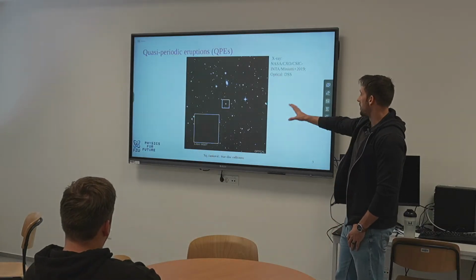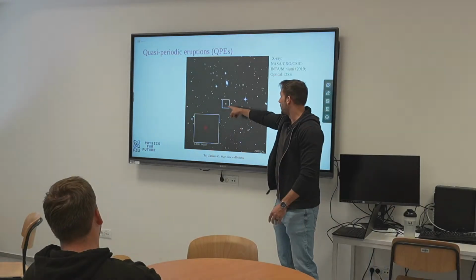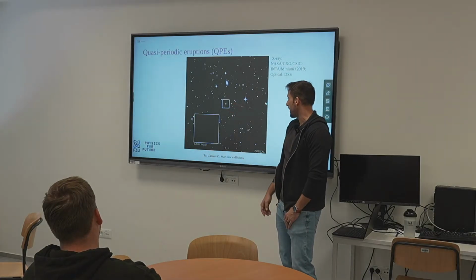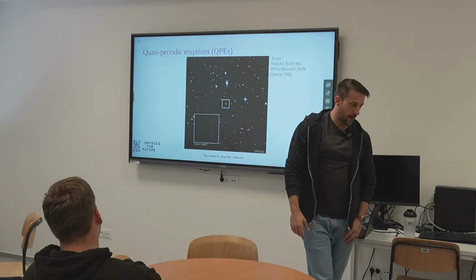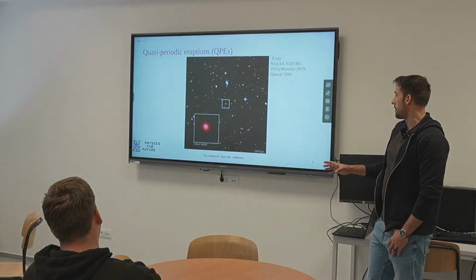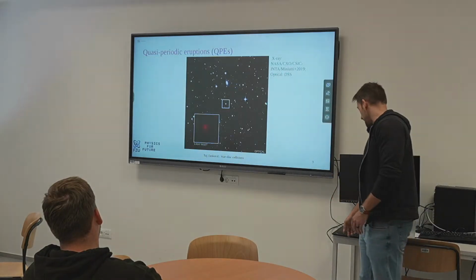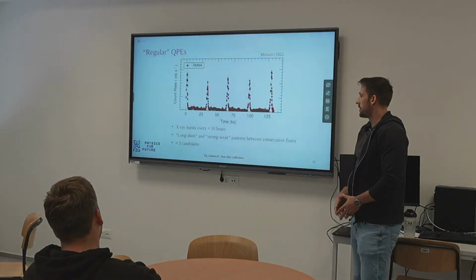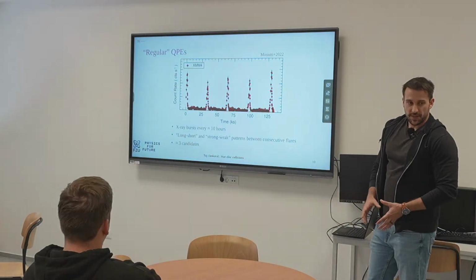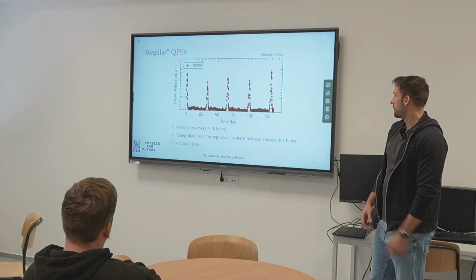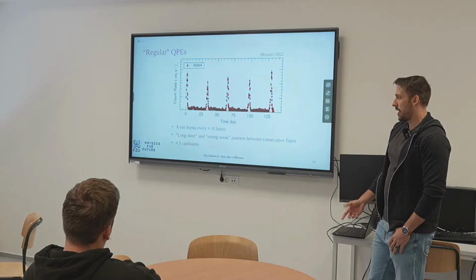Here we see what this detection looked like. This is the galaxy where these QPEs were detected, and this is the inset showing the X-ray signal. So these are basically bright X-ray flares occurring in the centers of galaxies in some quasi-period intervals. We can divide them into two classes, regular and irregular. And here we see an example of an X-ray light curve for a regular QPE.